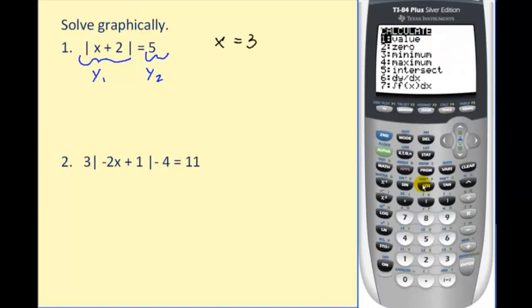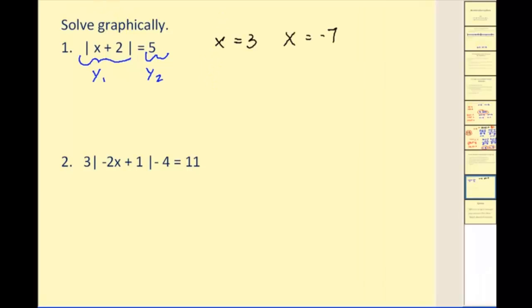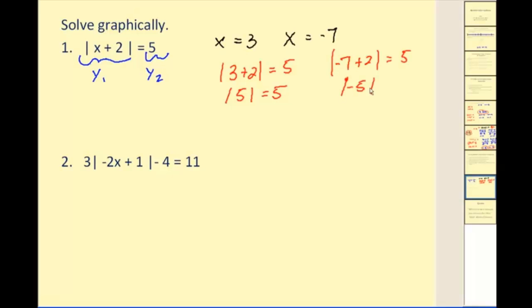Press second trace, option 5. Now move the cursor close to the left point of intersection. Press Enter 3 times, and we have x equals negative 7. That was pretty quick and painless, but let's go ahead and check our work. First, x is equal to 3, which satisfies the equation. Next, x is negative 7, and the absolute value of negative 5 is 5, so both solutions check.